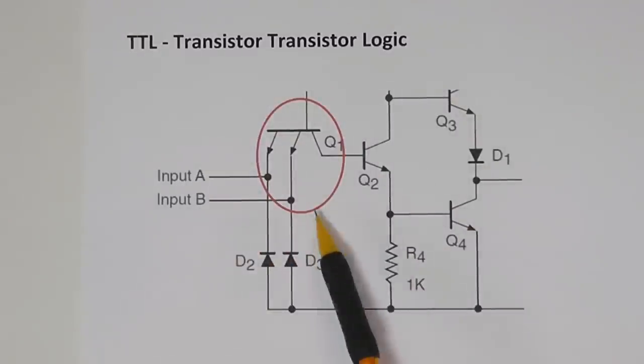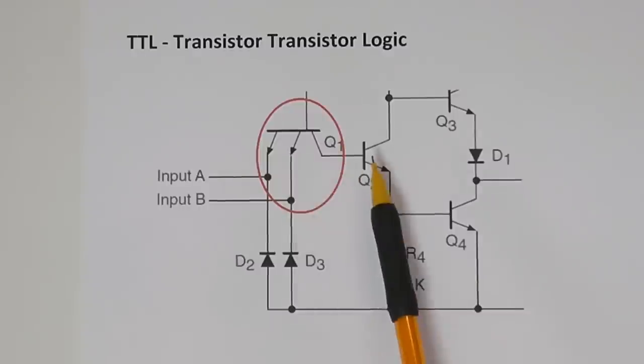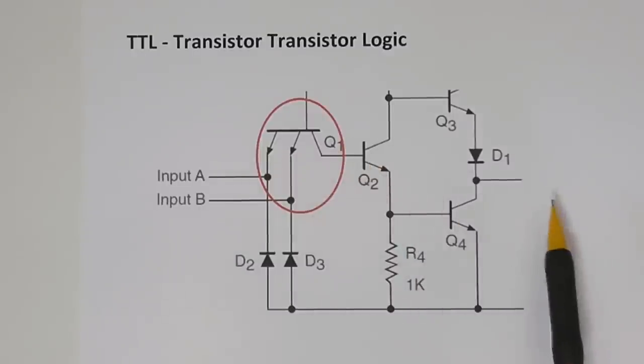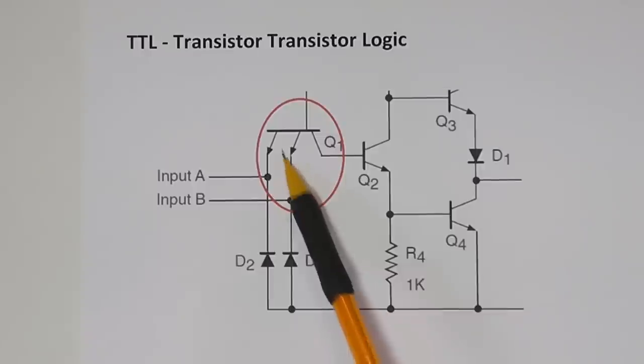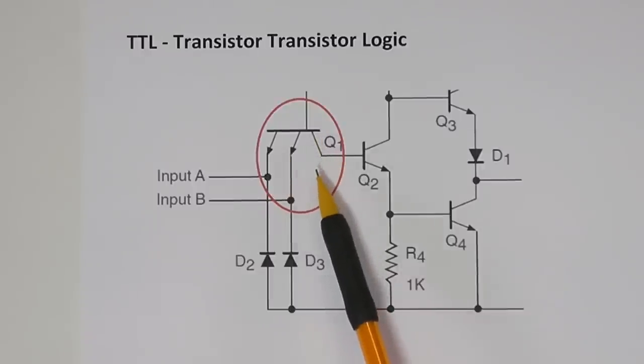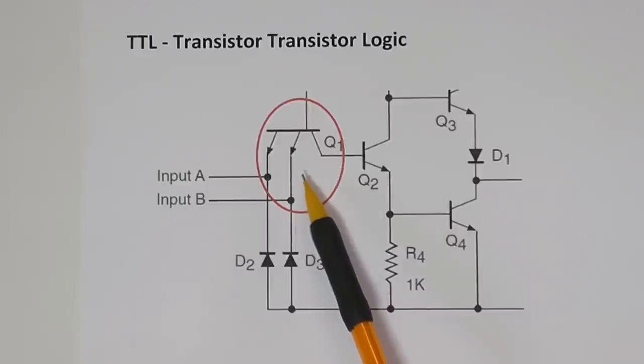Finally, TTL, transistor transistor logic. No, I'm not stuttering. It means that we use transistors to switch and we use transistors to drive. And in this case, you see the transistor even does something kind of strange. It's called a multiple emitter transistor. I haven't seen these outside of chips.